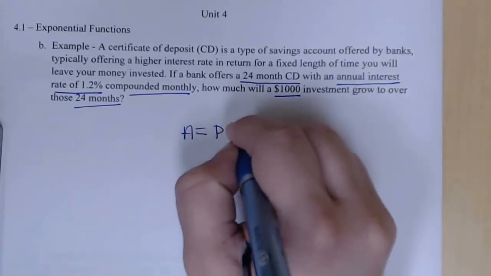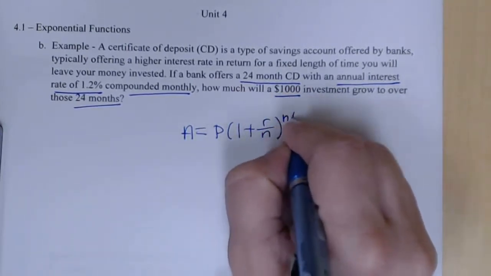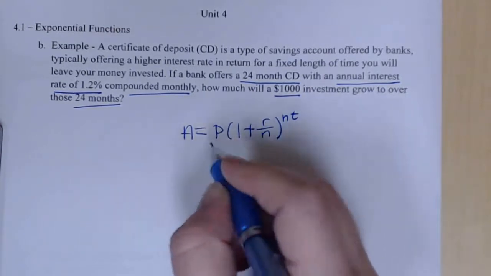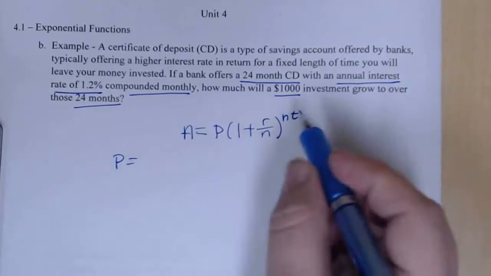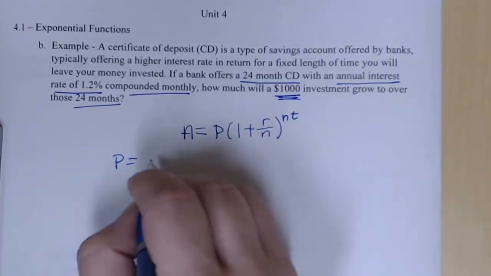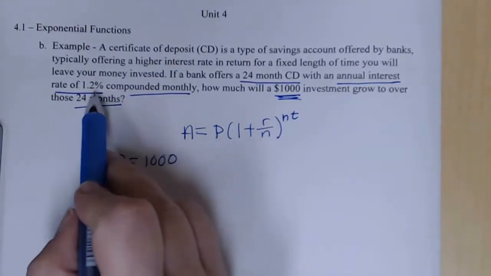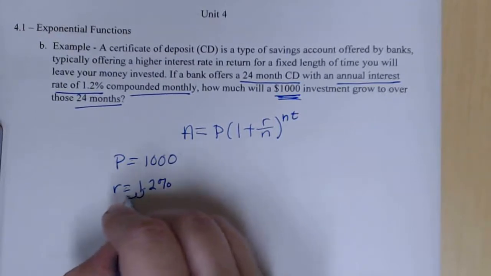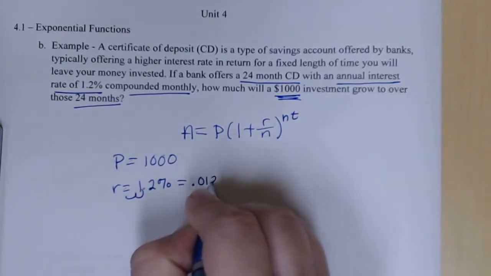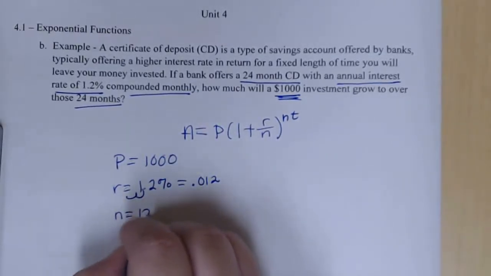I'm going to write my formula. A is equal to my principal times 1 plus r over n to the nt. So, okay, I'm trying to figure out how much. P, I'm investing $1,000. That's my investment or my principal. R, it's 1.2%. But again, you want to change that to a decimal. So that's going to be equal to 0.012. Compounded monthly. So that means n is going to be equal to 12.